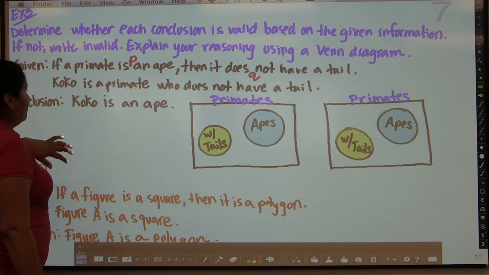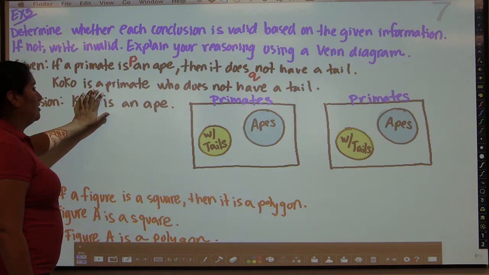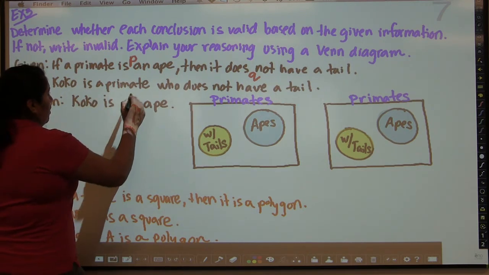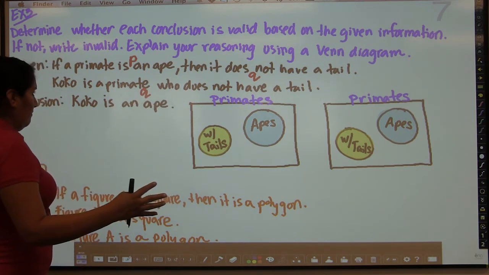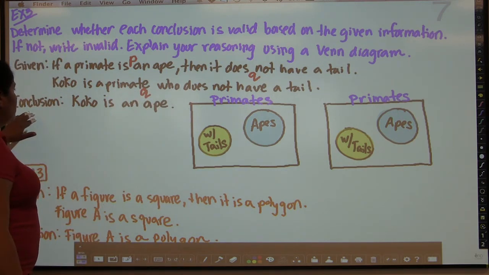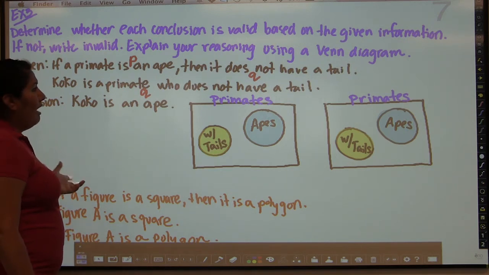Okay? Or whatever, but it doesn't say that. So this is based on Q. So P implies Q, and Q do not have any valid arguments, okay? So the conclusion Coco is an ape is invalid. But more importantly, how do we show that with the Venn diagram?